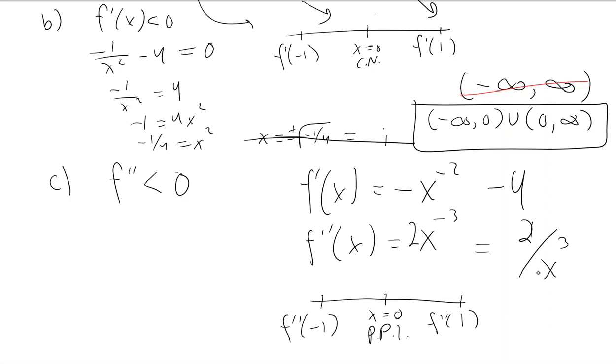So if I plug in 1 into the second derivative, it's positive, concave up. Plug in -1 into the second derivative, it's negative, concave down. So the answer to part C should be from -infinity to 0. So certainly a point for the answer.